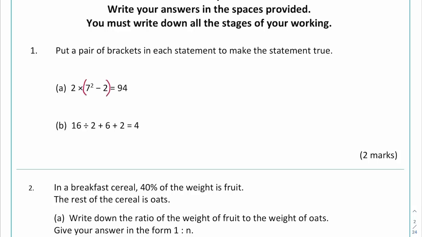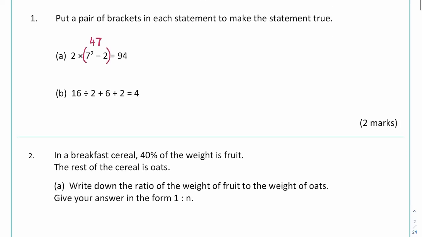So 7 squared is 49, take away 2 is 47. So that'd be 2 times 47, which is 94. So there we go. That is where we're going to put the brackets for that one.